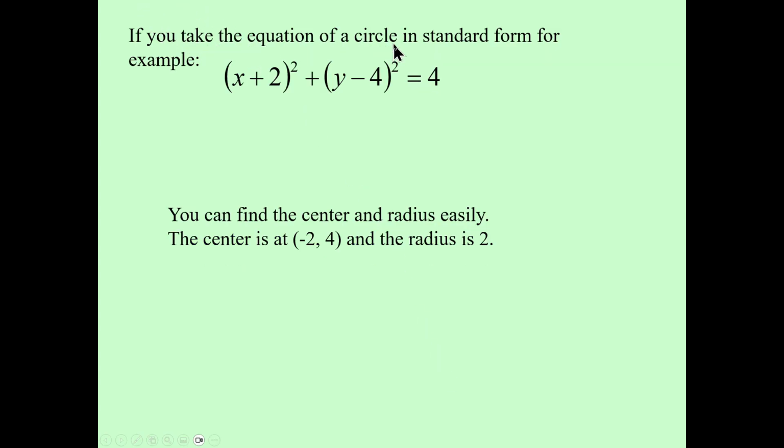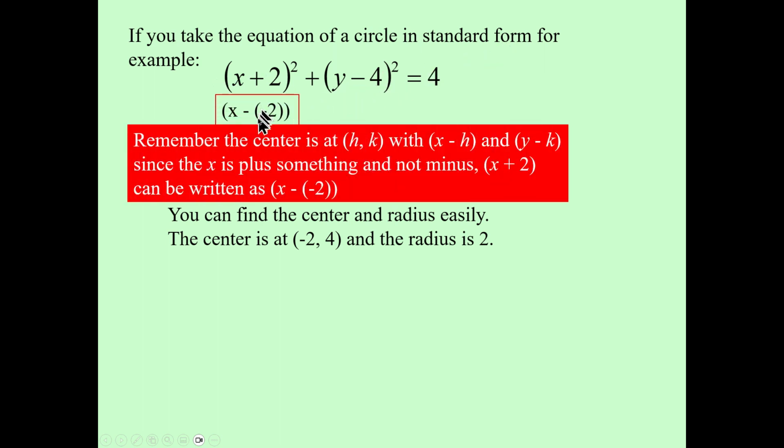If you take the equation of a circle in standard form, for example, here, notice in this case we have x plus 2. But by the nature of the formula, it should be subtraction on both, so it's really x minus a negative 2. In this case, the center of the circle is (negative 2, 4), and r squared is 4, so r is 2.